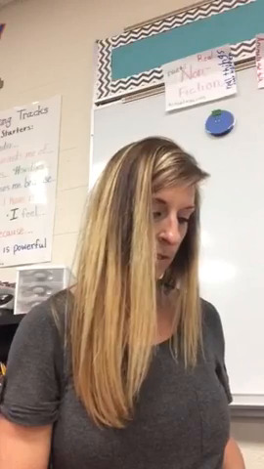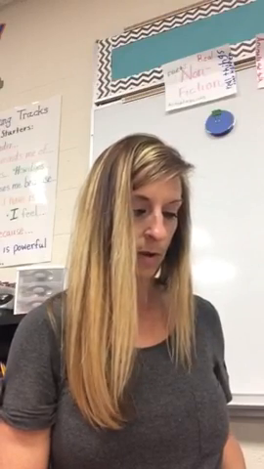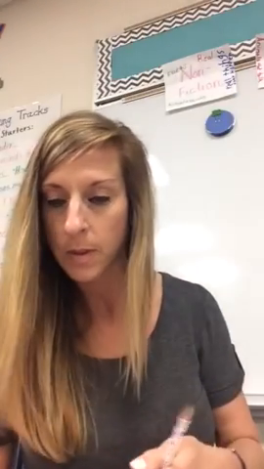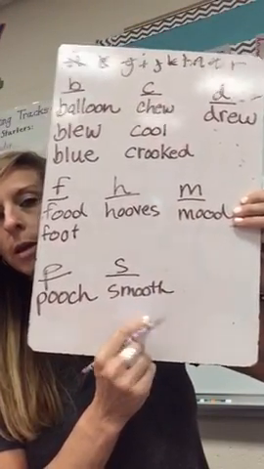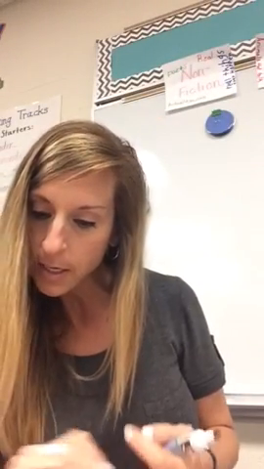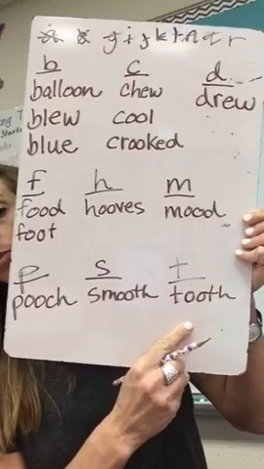Smooth. See if you can write smooth in an S column. Okay, let's check your spelling. Smooth. Okay, S, and then I do see a T word. Tooth. How do you think you write tooth? Right, tooth. Okay, let's check your spelling. T-O-O-T-H, tooth.